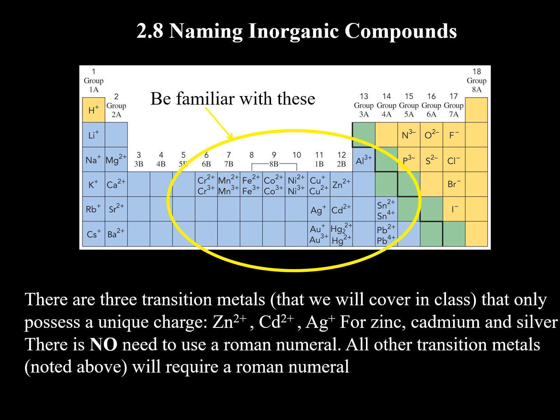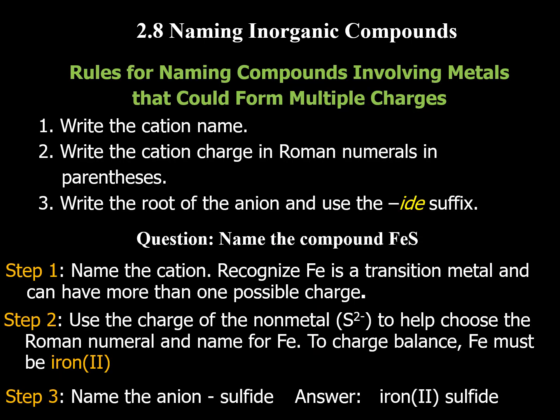As I said here, there are 3 cases where you only have 1 charge: zinc, cadmium, and silver. So we say silver CDs are made of zinc. If you can remember that, that will help us in naming these particular compounds. You look at the Roman numeral for the transition metal, and then you crisscross. The ending will be an "ide" again for the non-metal.